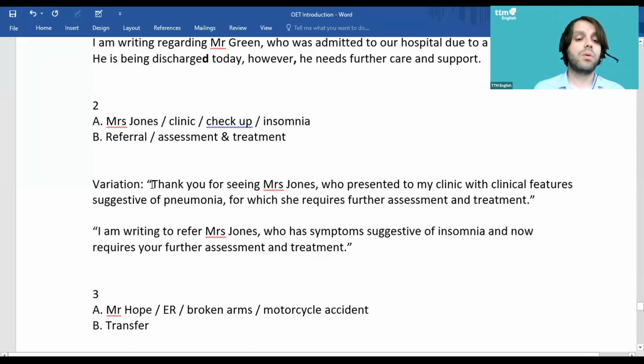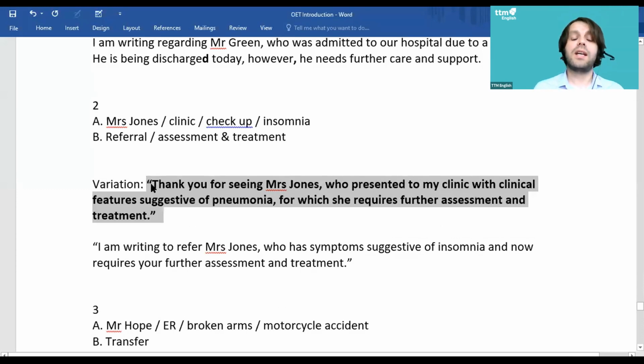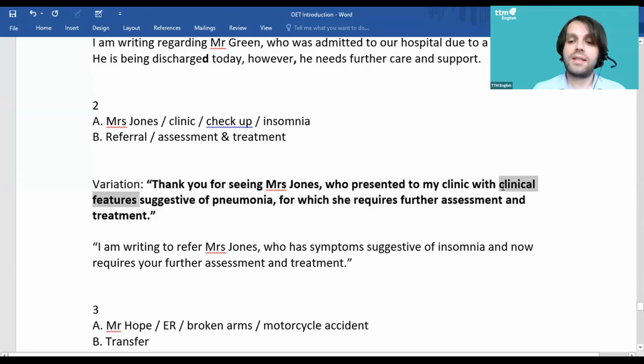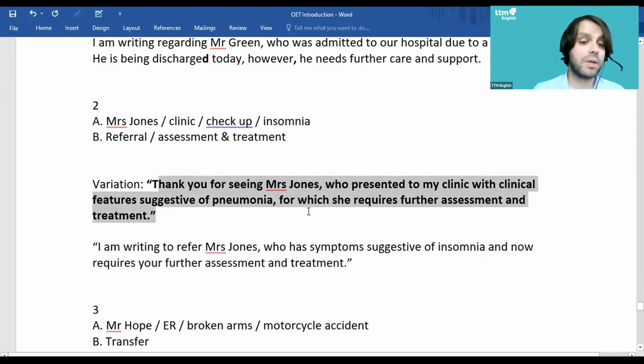Sailesh, you've got this really nice one here. Could you read this to us? This is nice for doctors. Thank you for seeing Mrs. Jones, who presented to my clinic with clinical features suggestive of pneumonia, for which she requires further assessment and treatment. Yeah, and this is being used by a lot of people at the moment. It must be in some of the forums. I think that's nice. So yeah, another nice variation if you want to try and copy that.